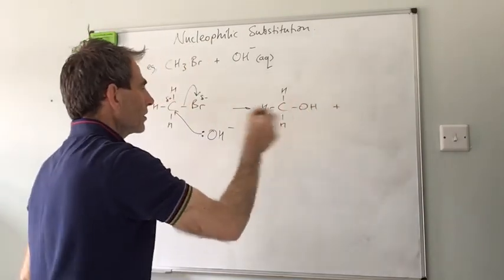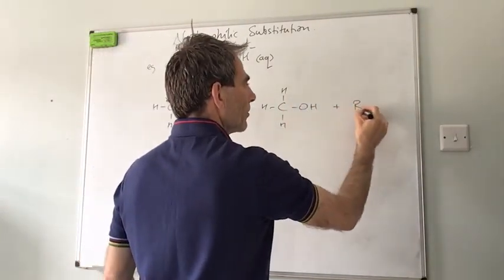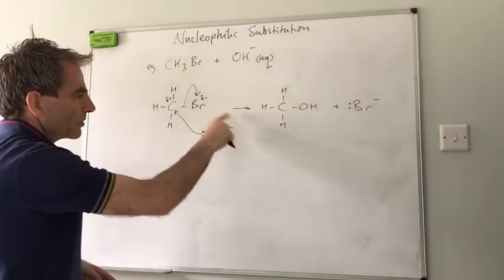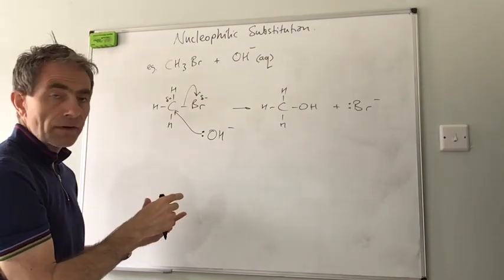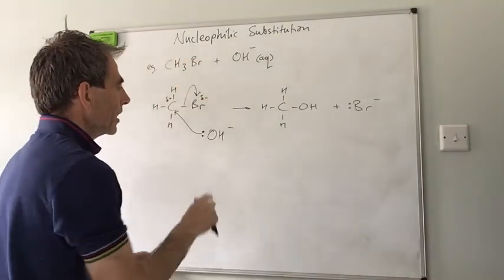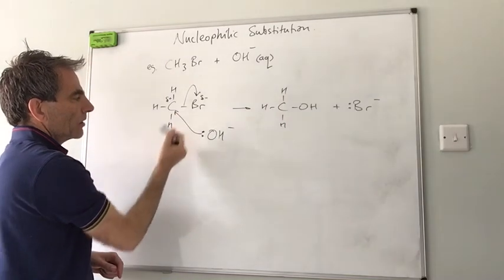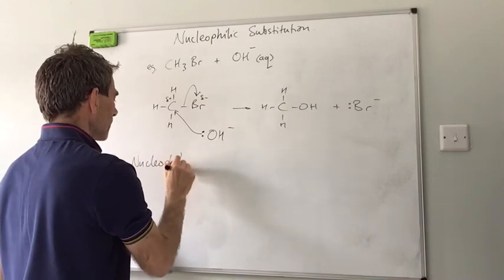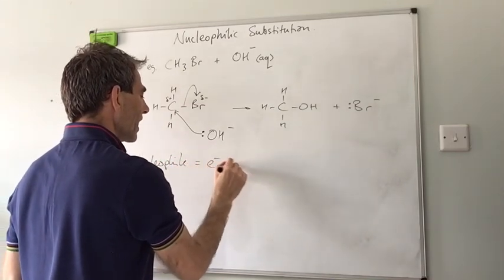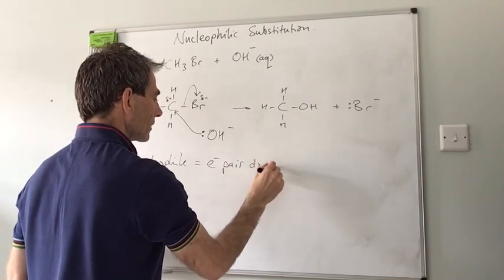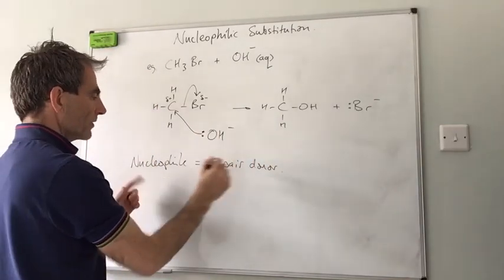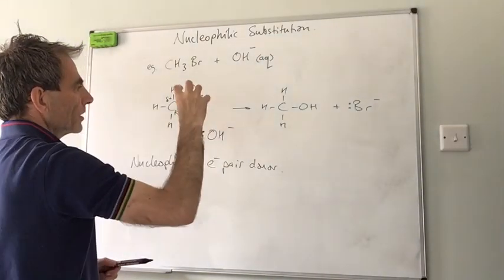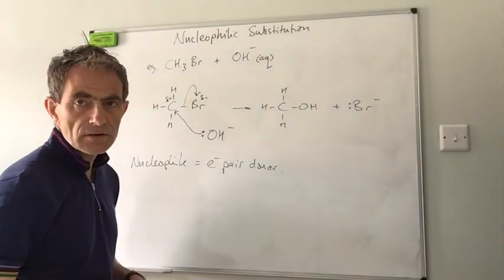So we get methanol, and obviously that bromine is going to become a bromide ion, and that's the mechanism there. The hydroxide ion is obviously acting as a nucleophile, hence the name nucleophilic, and that's because it's donating a pair of electrons. So a nucleophile is an electron pair donor. So this hydroxide ion is behaving as the nucleophile. Substitution, obviously, because we've substituted bromine for a hydroxyl group, an OH group.